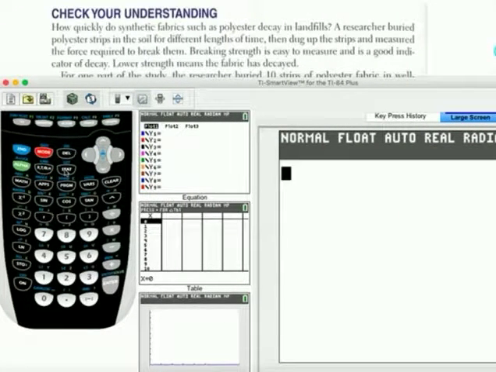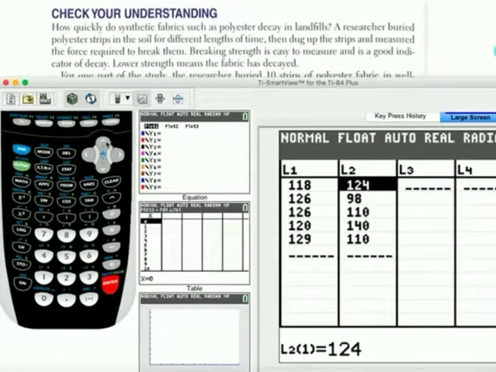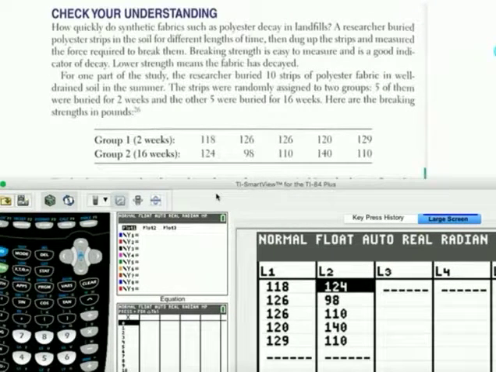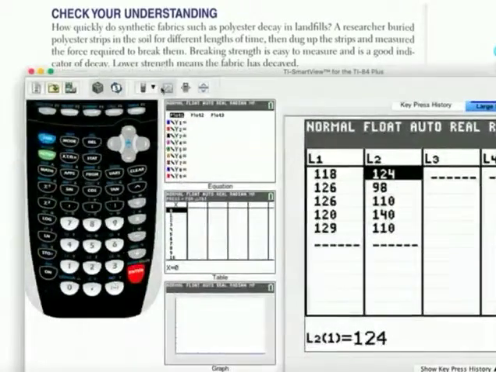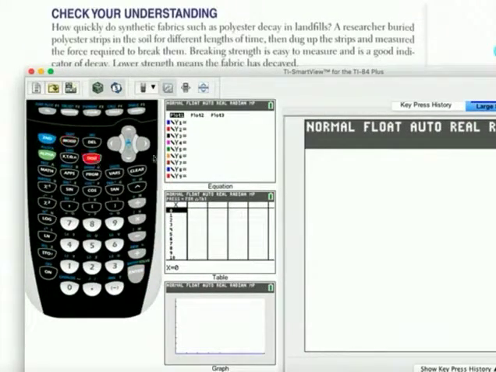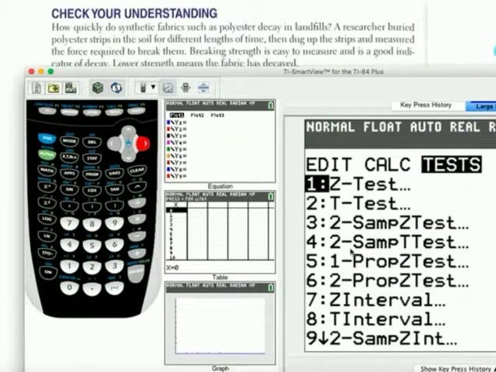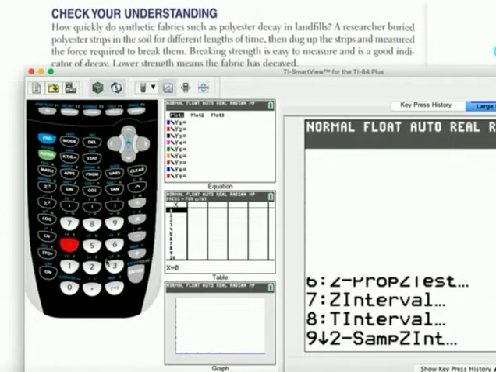To do that, you would do stat, and you would do edit, and then you would have your L1 and your L2. I have already created the table so that it would be ready for the notes for today. But you would need to create those by clearing out anything that was in L1 and L2, and then put in all your group 1s in L1 and all your group 2s in L2. Once you get that, then you can go back out to stat and to tests. And for your test, you're going to do the 2-samp t-test, which is option 4.